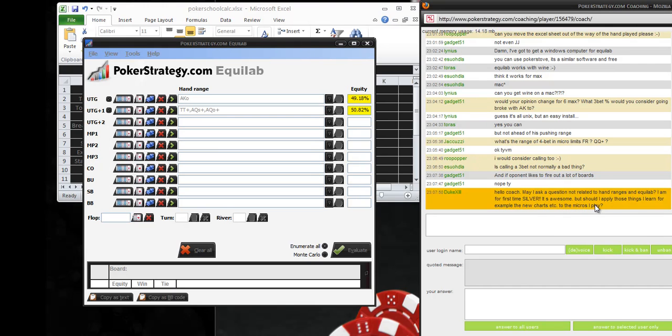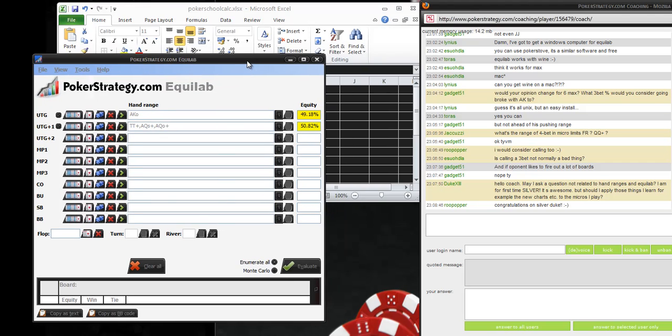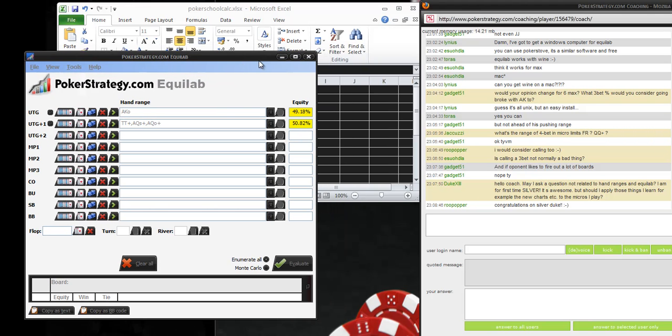It's awesome, but should I apply these things I learned, for example, a new chart, in micros? About the chart, I can only say that it really depends how sure you are of your post-flop play, but practically you can try out the new chart and see how you are doing with it. But if you're rather new to poker and you don't feel comfortable playing post-flop, then why not just use the old chart and try to get an understanding of post-flop play, and then whenever you're ready for it, just adjust to that.